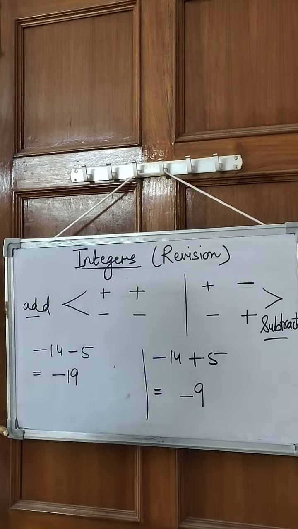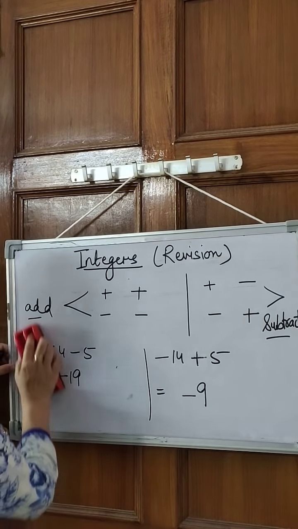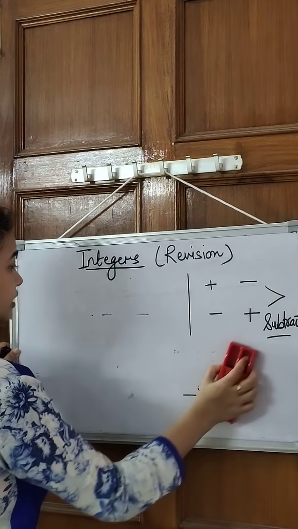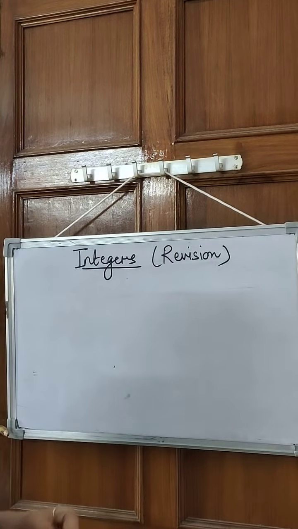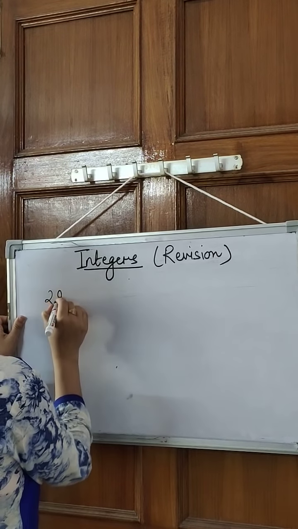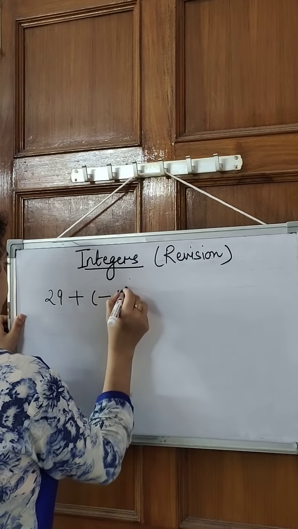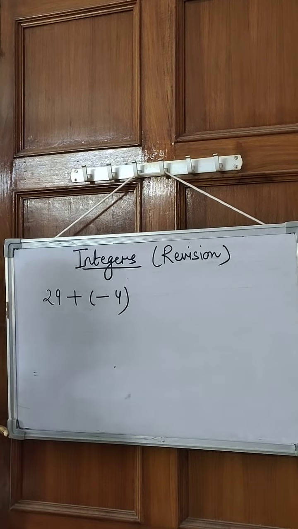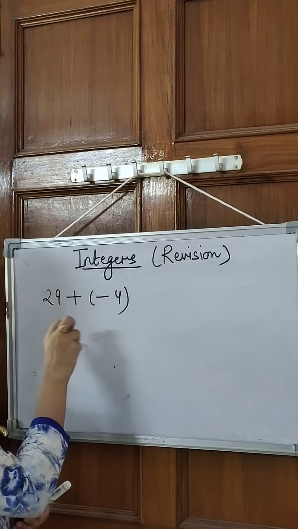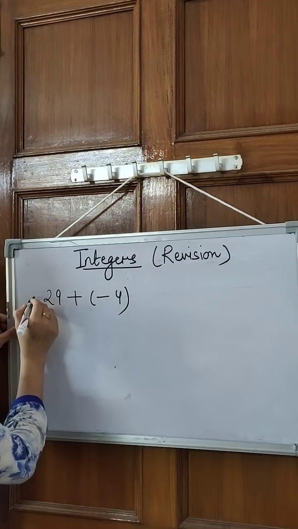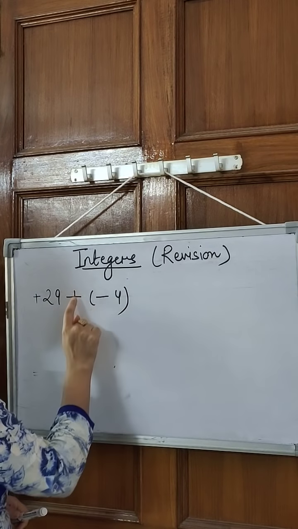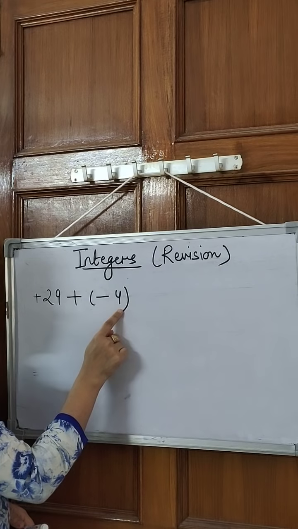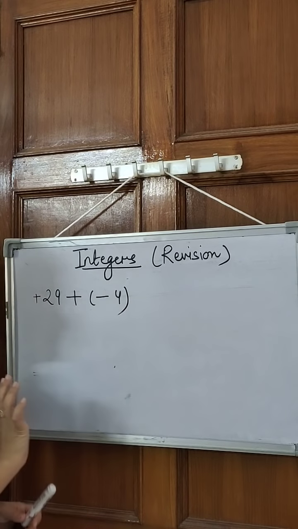Okay. Now let's take step number 2, which says that along with this plus and minus sign we have brackets as well. So let's take a question in which we have a bracket as well. Suppose 20. Now in this question, this is 29, so this is plus 29. If we see, we have two signs here with this 4. One is outside the bracket and one is inside the bracket.